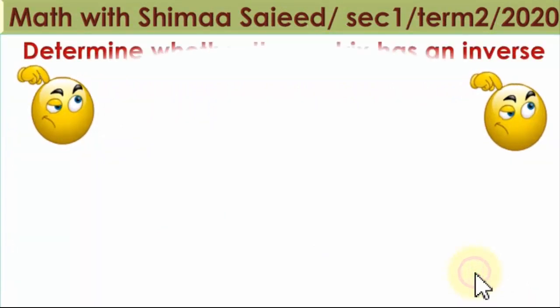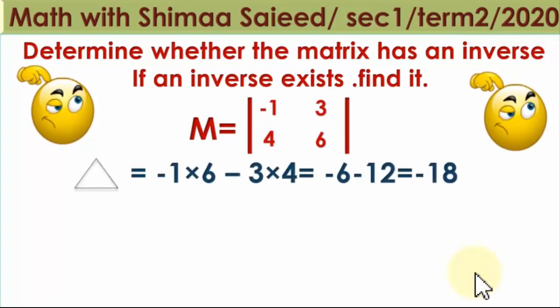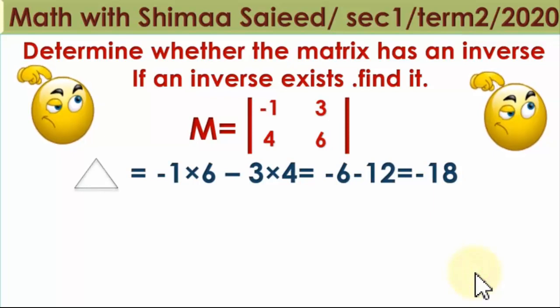Now, determine whether the matrix has an inverse. If it has an inverse, find it. M equals negative 1, 3, 4, and 6. How can we calculate the determinant of this matrix? Firstly, we will multiply negative 1 by 6, then subtract the product of 3 and 4, because negative 1 and 6 is the principal diagonal. Negative 1 times 6 equals negative 6, minus 3 times 4, which is 12. So the value equals negative 18.